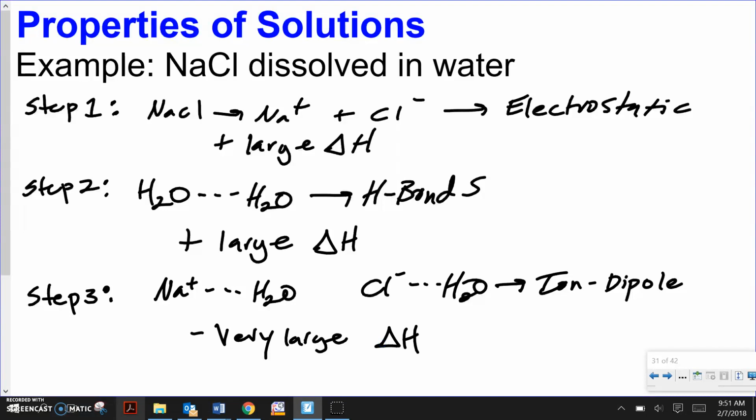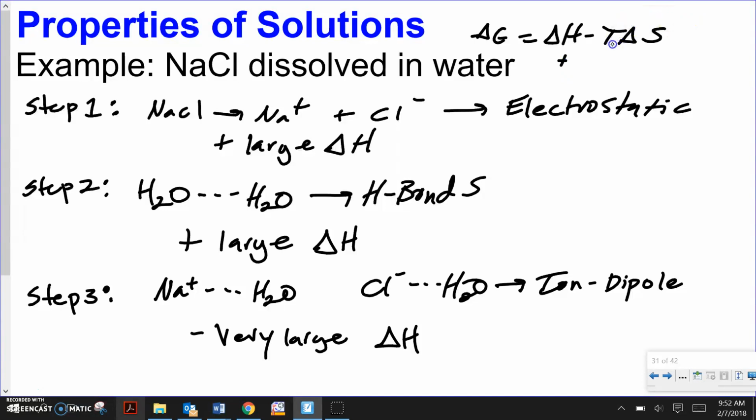Okay, so what does this mean? Let's go back up and talk about our equation. Delta G equals delta H minus T delta S. When you add these 3 together, chances are it's still going to be positive because you do have 2 larges and a negative that's very large. You're probably still going to end up with a positive delta H, but it's going to be a small positive delta H.